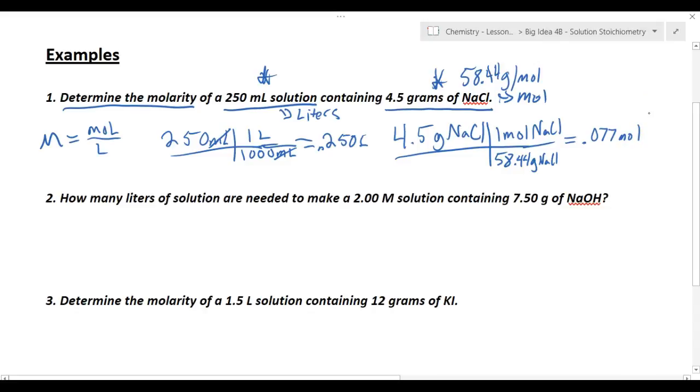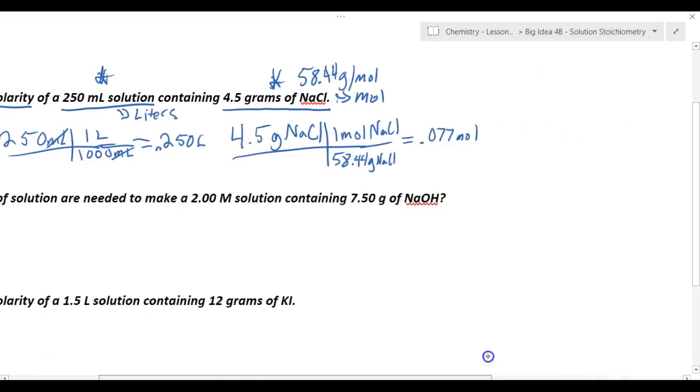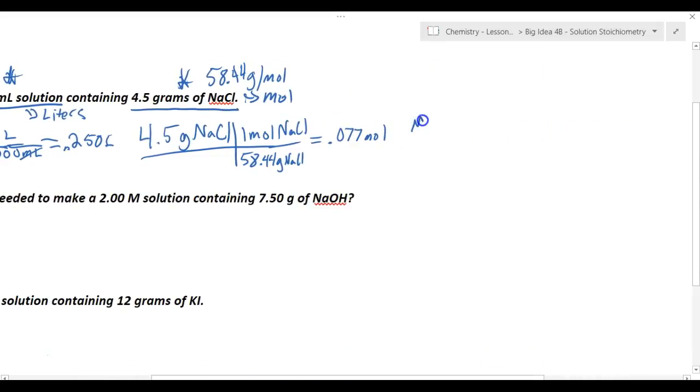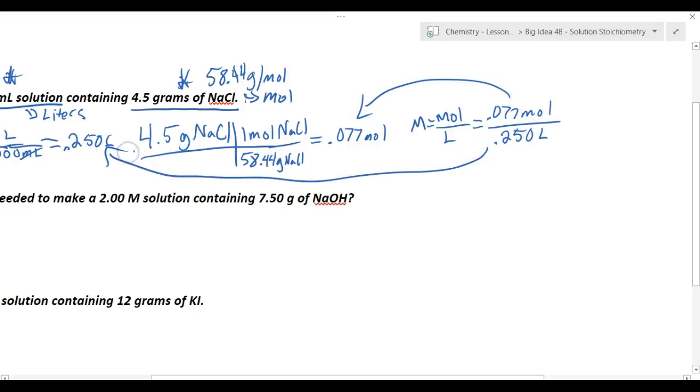Way over here, we have our molarity is equal to moles divided by liters. So we can put our moles, 0.077 moles, divided by our liters, which is 0.250 liters. We got this from here, and we got this from here. Now all we have to do is plug that into our calculator and solve for that.